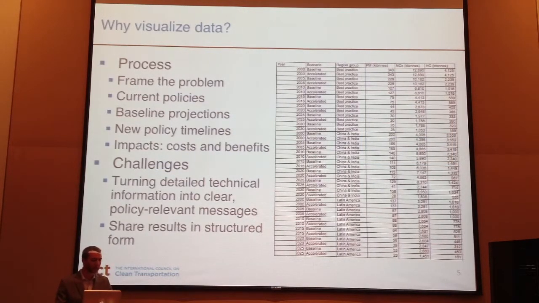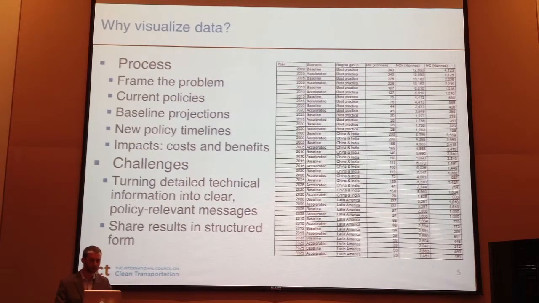So why visualize data? Our process is something like framing the problem, looking at emissions and impacts, assessing the state of current policies in a particular vehicle market or country, developing baseline projections through 2030, which would be near term for us, and 2050, which would be long term, and then developing actionable policy timelines in order to get to where we want to be, either to meet public health goals, or energy and climate-related goals. With these long-term projections of multiple policy scenarios, we look at impacts on emissions, energy, health indicators, and costs.